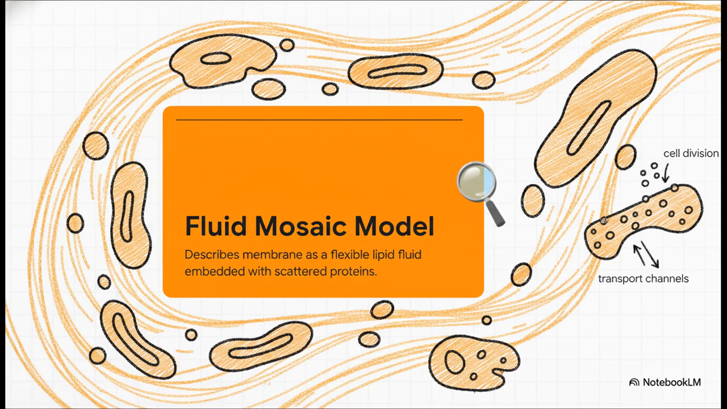The fluid part refers to this flexible, flowing lipid bilayer. And this fluid nature is absolutely essential. It's what allows the cell membrane to stretch, to grow, and even to pinch off during cell division. Then the mosaic part refers to the various proteins scattered throughout this lipid sea. It's kind of like raisins floating in a bowl of pudding. These proteins are incredibly important because they act as vital transport channels, essentially shuttling all the necessary molecules in and out of the cell.